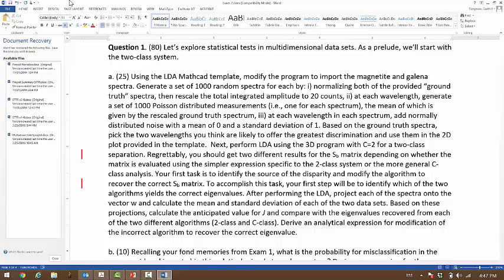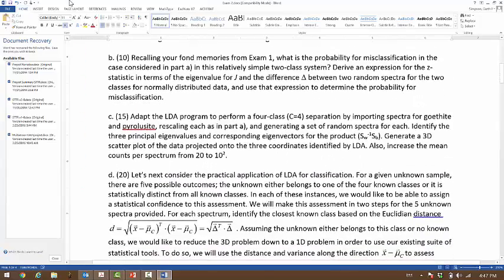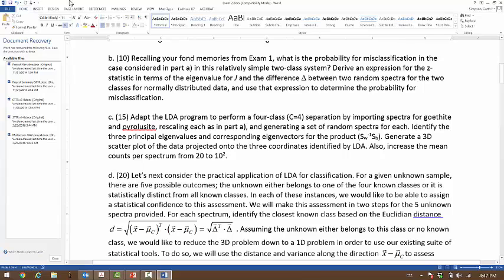Yes. For B, we also have to create 1000 spectra. So we have to calculate the misclassification graphically and using an analytical expression. Sorry, ask the question again, please. Because we have two questions in B.